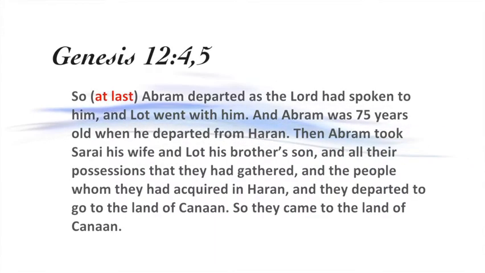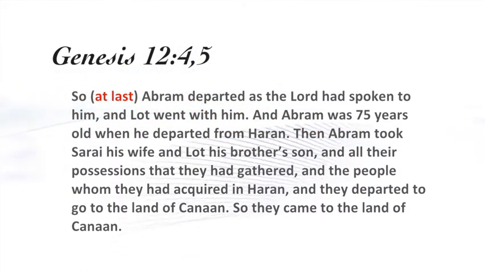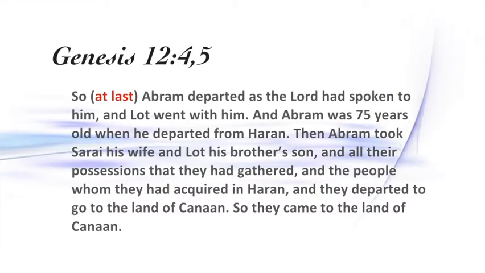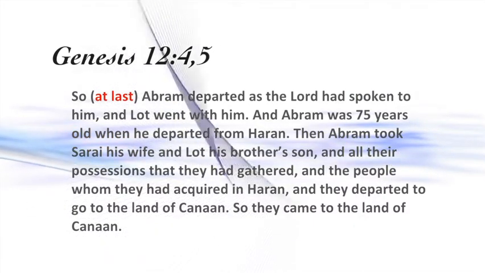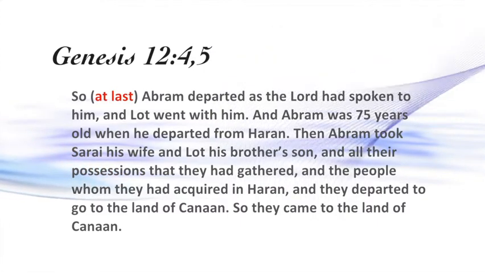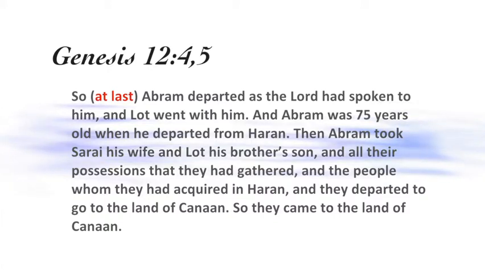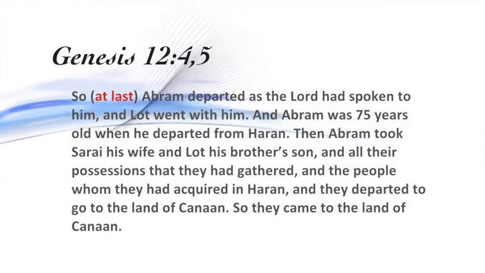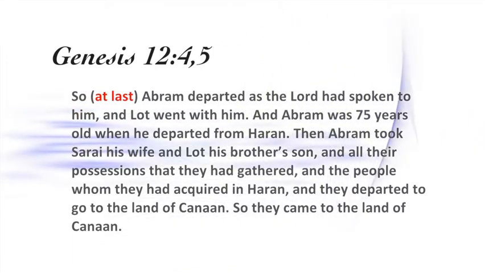We read about that in Genesis 12:4 and 5. So, at last, Abram departed as the Lord had spoken to him, and Lot went with him. And Abram was 75 years old when he departed from Haran. Then Abram took Sarai his wife, and Lot his brother's son, and all their possessions that they had gathered, and the people whom they had acquired in Haran, and they departed to go to the land of Canaan. So they came to the land of Canaan.